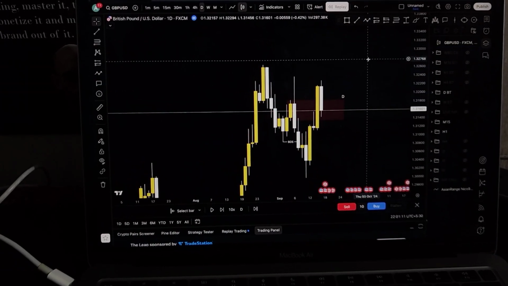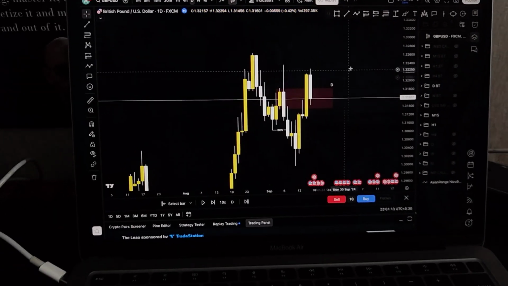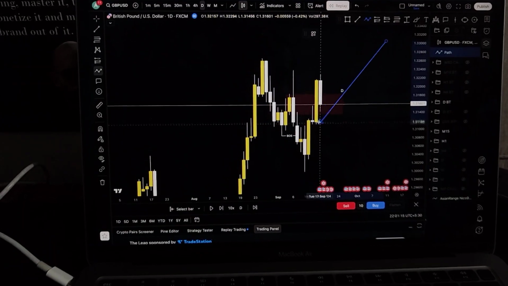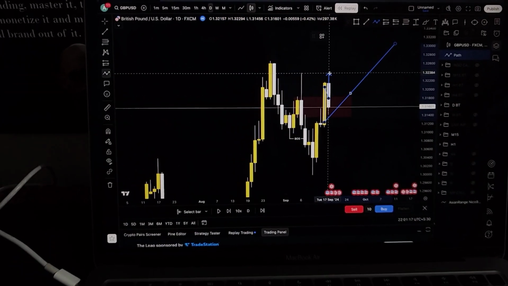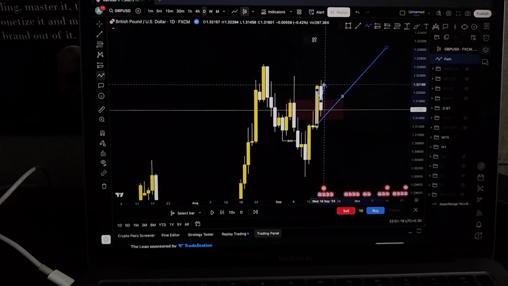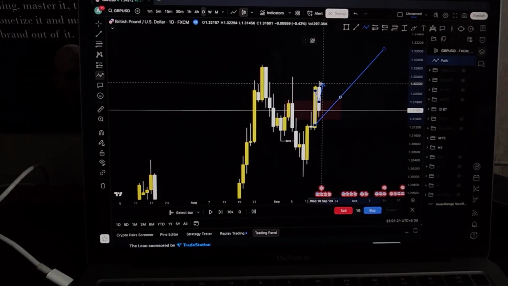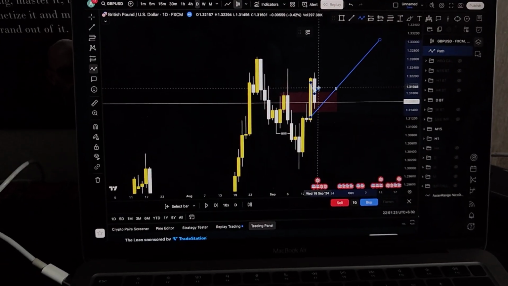Now on Wednesday, again the bias is not clear, meaning obviously the weekly bias is bullish. Monday closed a bullish candle. Tuesday was very, very clean. I was looking for buys because weekly and daily were aligning. So many things were aligning in this case, right?